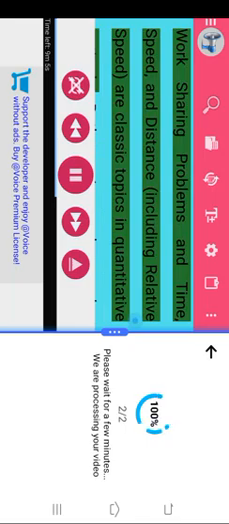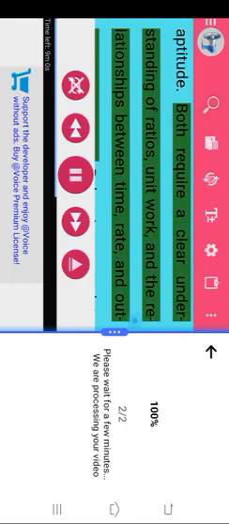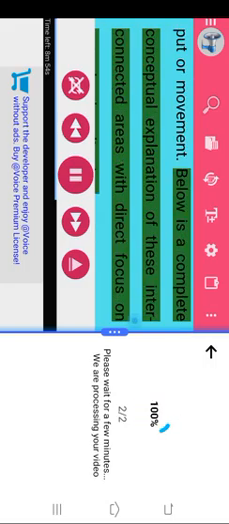Work sharing problems in time, speed, and distance, including relative speed, are classic topics in quantitative aptitude. Both require a clear understanding of ratios, unit work, and the relationships between time, rate, and output or movement. Below is a complete conceptual explanation of these interconnected areas with direct focus on exam level application.